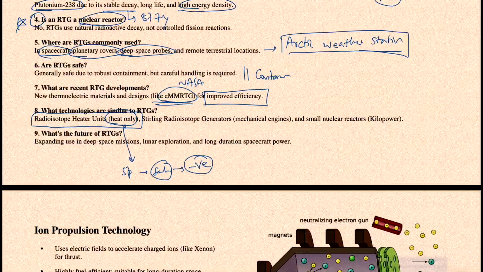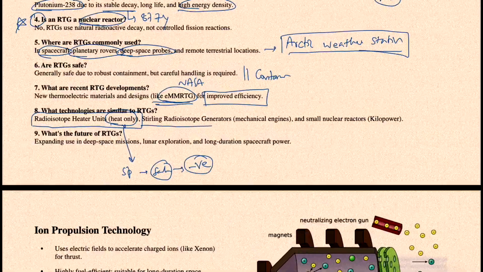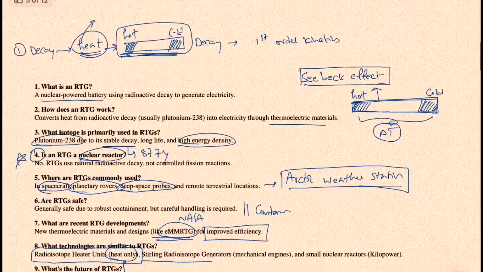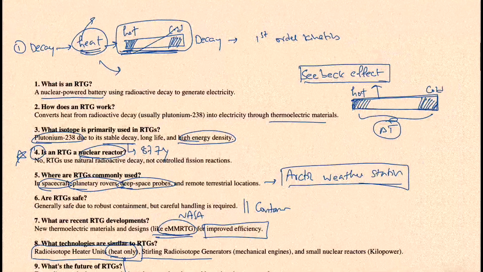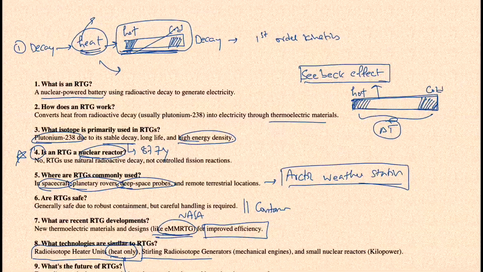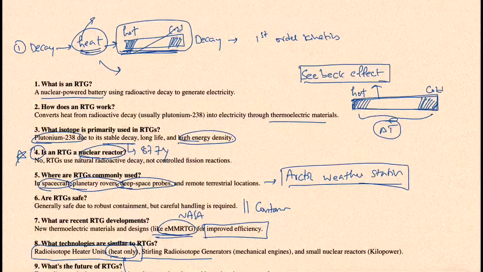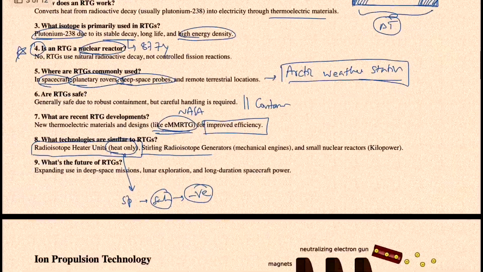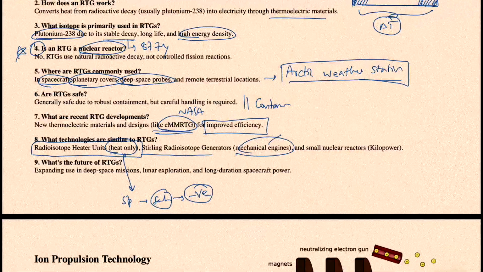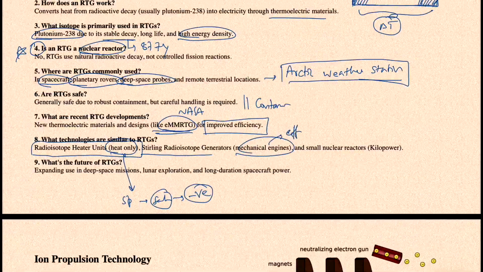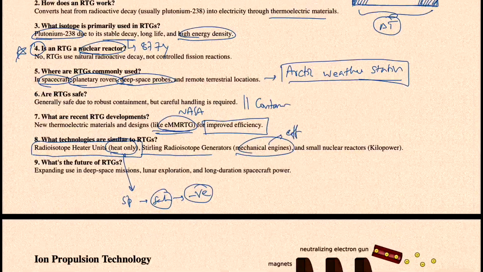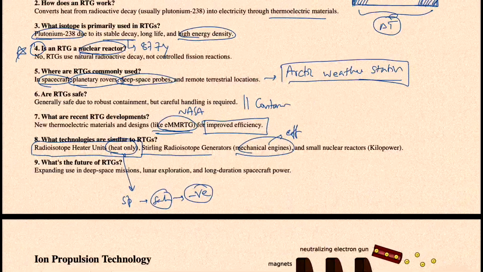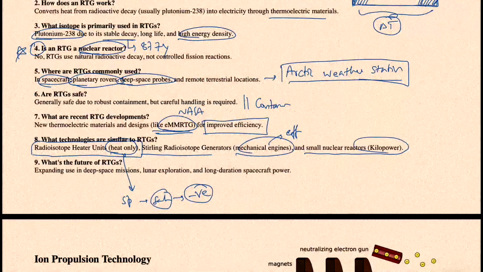Similarly, we also have Stirling radioisotope generators, which generate electricity not by using a thermocouple, but rather mechanical engines, just like a steam engine or an IC engine. They use this heat to drive some mechanical parts, which in turn generate electricity. These are more efficient when compared to RTGs, but since they involve moving mechanical components, they are a bit complicated.